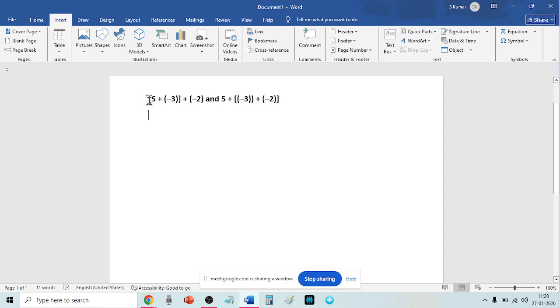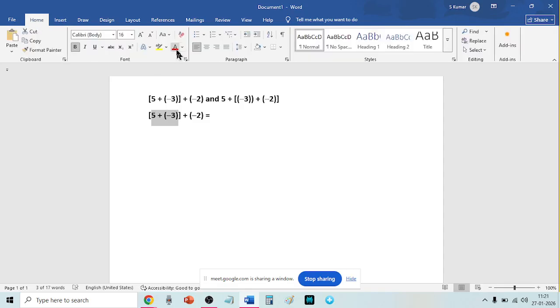First take one by one. The first one. First do the bracket part. That means this part, you'll do. First do the bracket part, means the red one. You can see the red color. Do the red color first because that is in bracket. So red color how much? Plus 2.